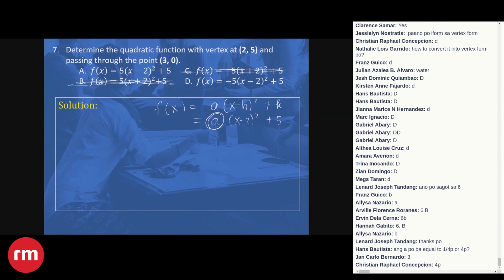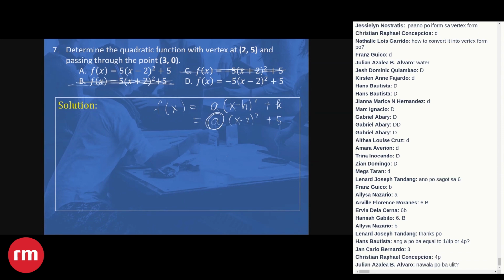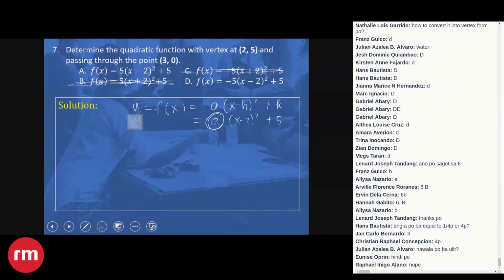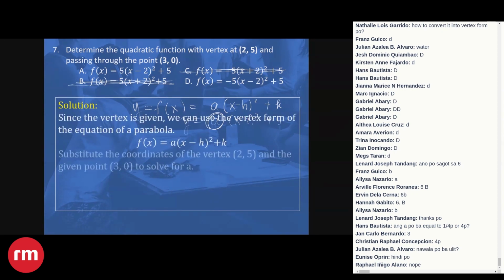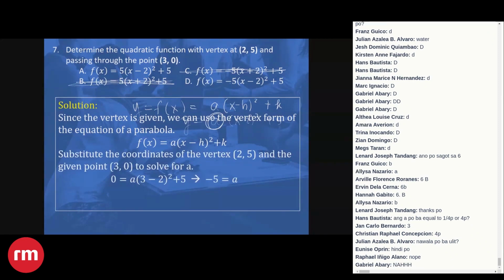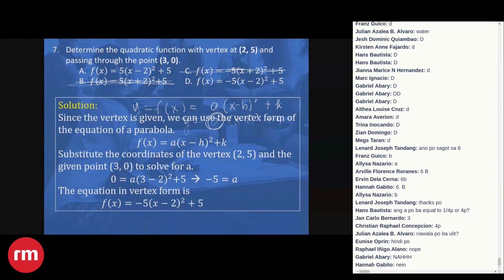Okay, so you should use that. If x is equal to 3, y should be equal to 0, to find the value of a. And take note, this f of x, you can make it y. So if x is equal to 3, y should be equal to 0. Substituting that, you can get the value of a. So y is 0, x is 3, so a is equal to negative 5. To complete our definition of the equation, a is negative 5 and the vertex is 2, 5. So therefore, the function is given by letter D.